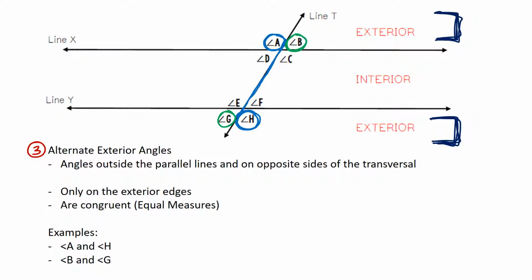Angle G and angle B are alternate exterior angles. Again, they're on the outside edges on the exterior, and they're on opposite sides of our line running through the middle. Just like the other examples, they are congruent, meaning they are equal. They're the same. If angle H is 75 degrees, angle A is 75 degrees. They have to match.